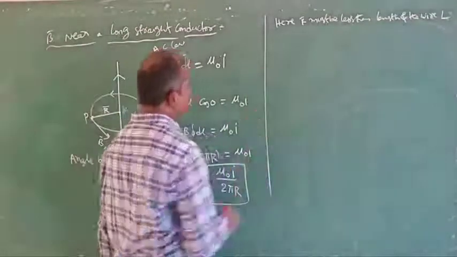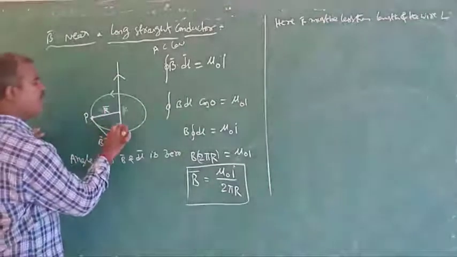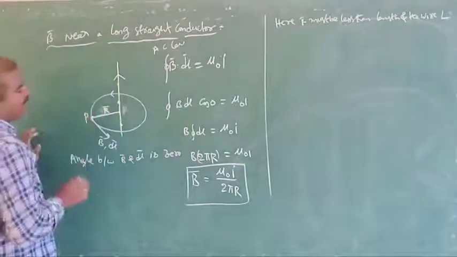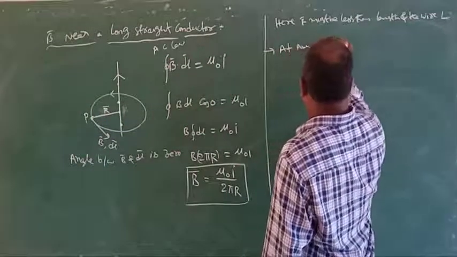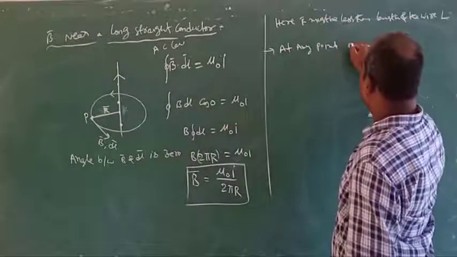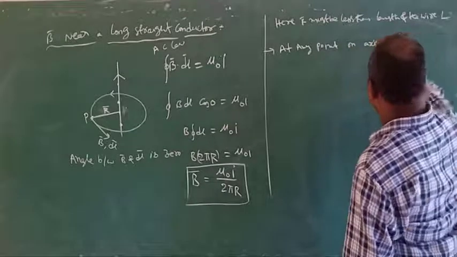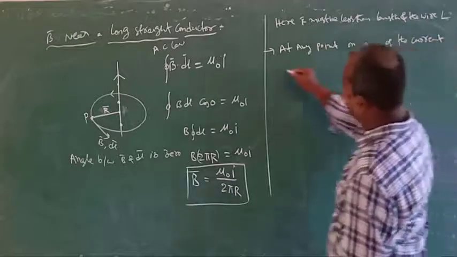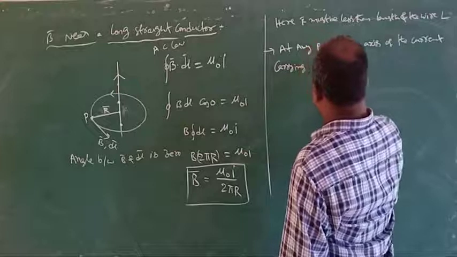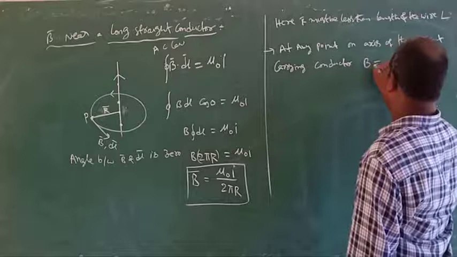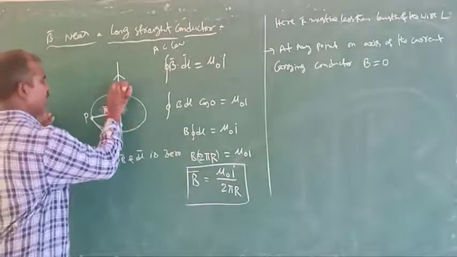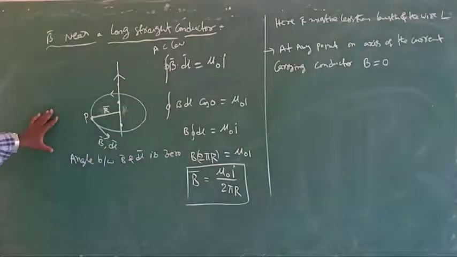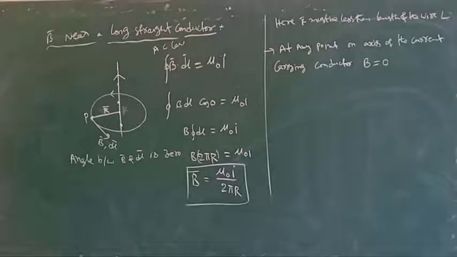According to Ampere's circuital law, let me consider any point on the axis of the current carrying conductor. At any point on the axis of the current carrying conductor, like this point or this point, you can consider any point, the magnetic field induction is 0. By Ampere's circuital law, B is 0 at any point along the axis of the current carrying conductor.